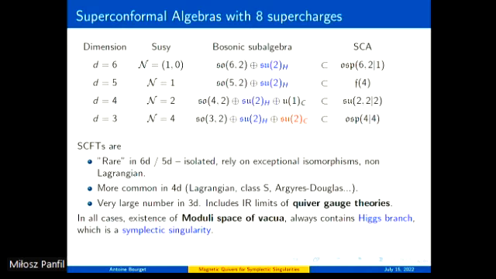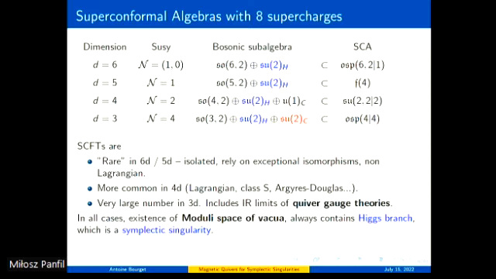In high dimension, 5 and 6, typically the SCFTs are rare. They are isolated, and one way to see this from the superconformal algebra is that they rely on these exceptional isomorphisms. And in particular, they will never be Lagrangian. You cannot write a Lagrangian to define such a theory.